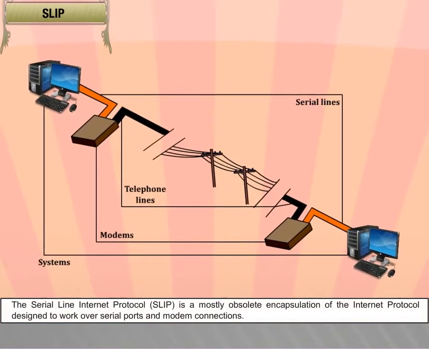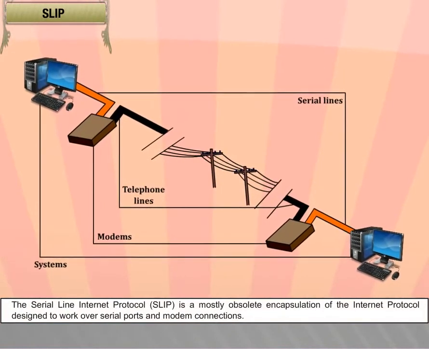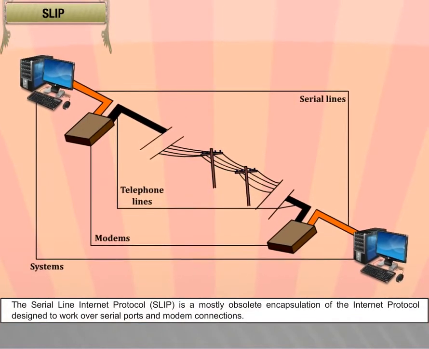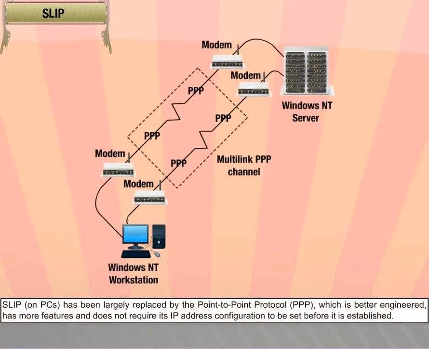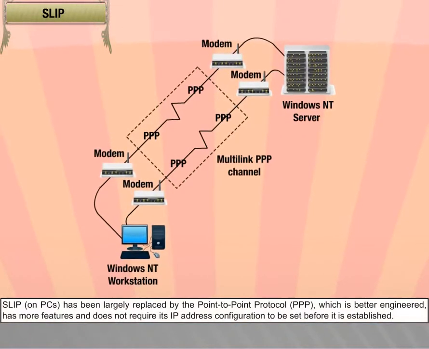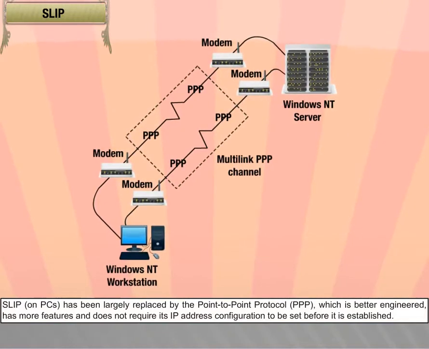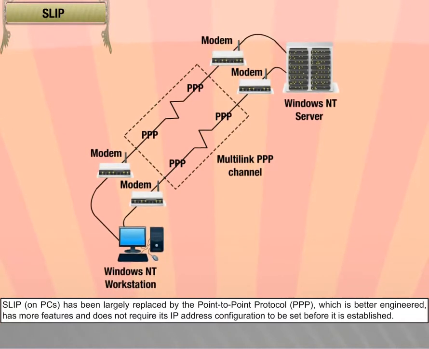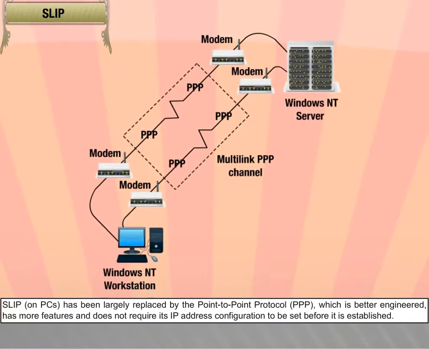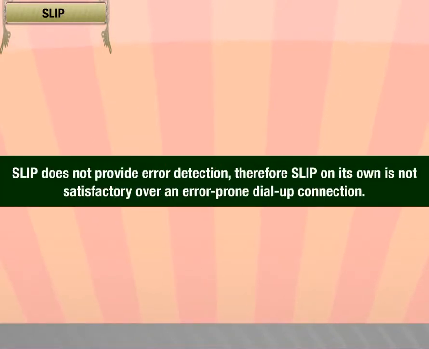SLIP. The Serial Line Internet Protocol, that is SLIP, is a mostly obsolete encapsulation of the Internet Protocol designed to work over serial ports and modem connections. SLIP on PCs has been largely replaced by the point-to-point protocol, that is PPP, which is better engineered, has more features, and does not require its IP address configuration to be set before it is established. SLIP does not provide error detection, therefore SLIP on its own is not satisfactory over an error-prone dial-up connection.